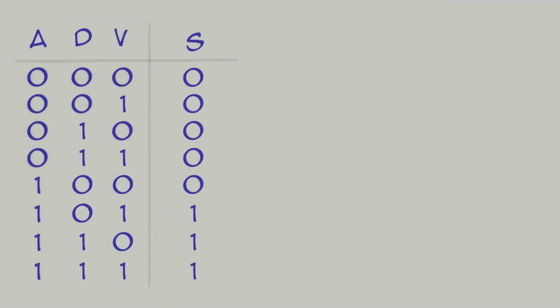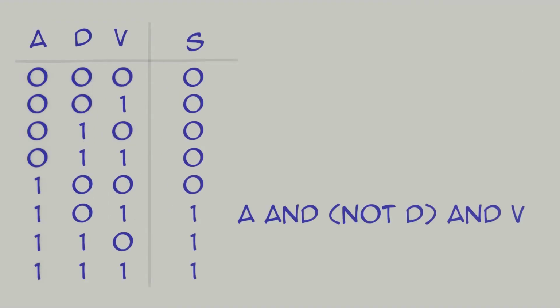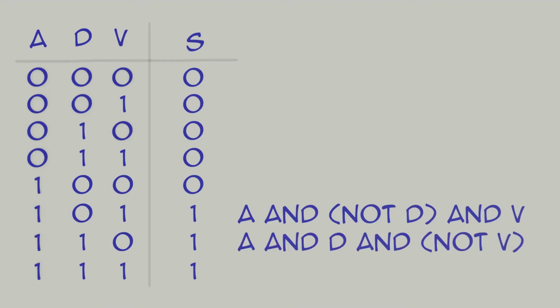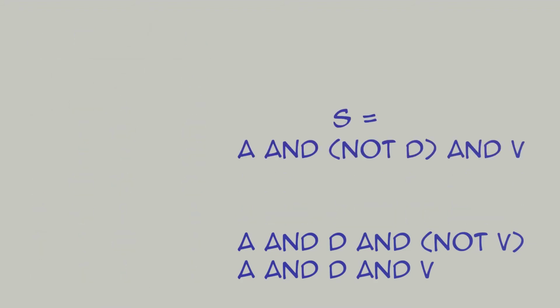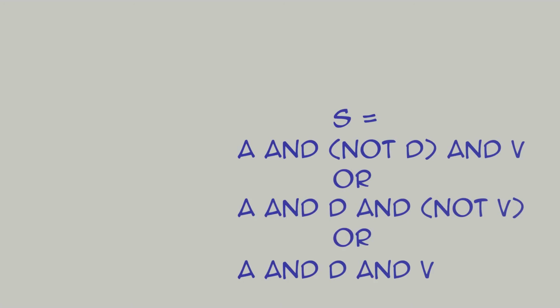To change the truth table into logic gates, we first convert the table into a Boolean expression and then use this expression to design the circuit. The easiest way to change from a table to a Boolean expression is to write down the cases where the output is 1 and then collect them together as OR cases. They're OR cases because we get an output if any of those conditions are true. So for each case in turn we get A and not D and V, A and D and not V, A and D and V. And putting these together as one final expression, we have S equals all of these individual expressions ORed together.